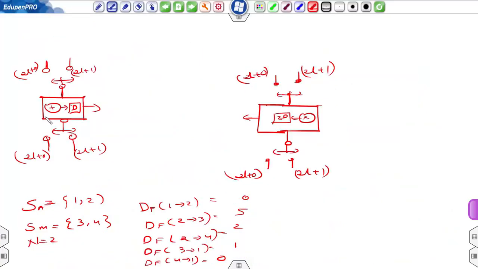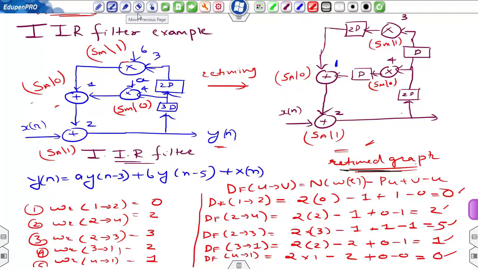So to draw the folded circuit, we have the following information. First, we have a one-stage pipeline adder and a two-stage pipeline multiplier. Folding set for A is nodes 1 and 2. Folding set for M, that is multiplier, is 3 and 4. A is adder, M is multiplier. Folding order is 2, and also the iteration period N is 2. It can be calculated from the circuit very easily.